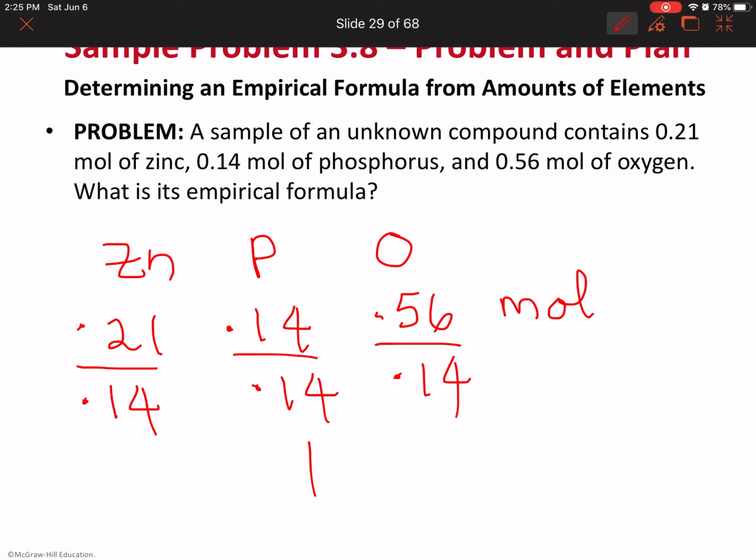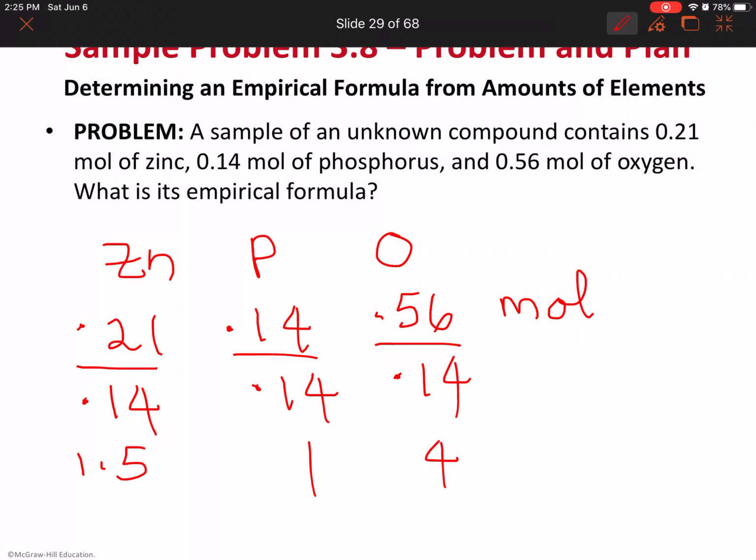What about the others? 0.21 over 0.14, that would be 1.5. 0.56 over 0.14, this is 4. Now we have 2 of the atoms having whole numbers, and then phosphorus is 1.5. 1.5 is right in the middle of 1 and 2. So we cannot round it to either 1 or 2.